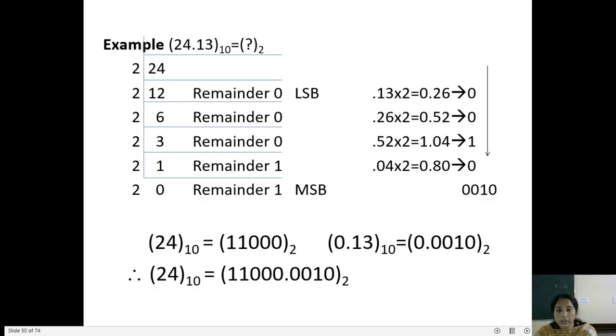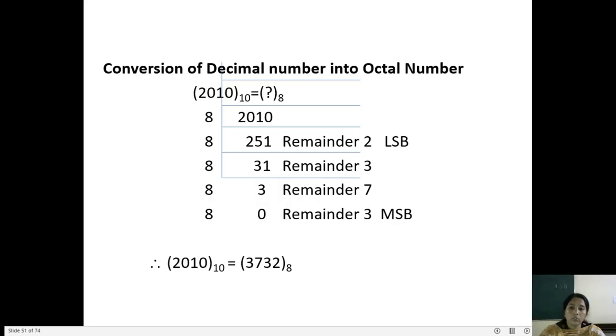What will be the output here? 0.13. We have multiplied continuously by 2, and finally we got a recurring result, so we have stopped at the fourth place value itself, and we keep the value from top to bottom, 0 0 1 0. And for 24, we continuously divided and got the remainders. Here you can observe, I am keeping the value from bottom to top, 1 1 0 0 0. For the fraction, top to bottom, 0 0 1 0. Okay, and finally we got 24 base 10 is equal to 11000.0010.